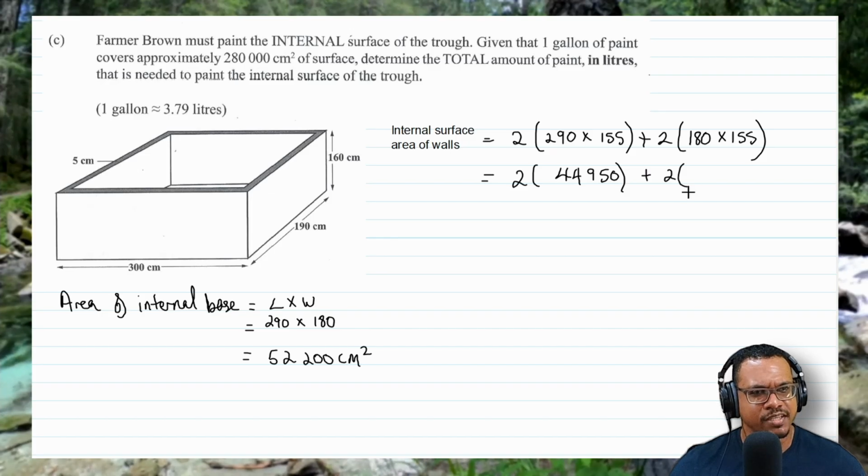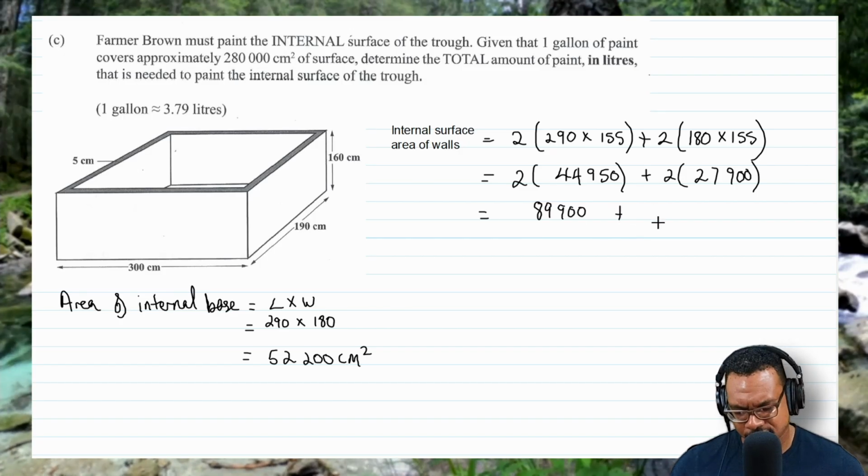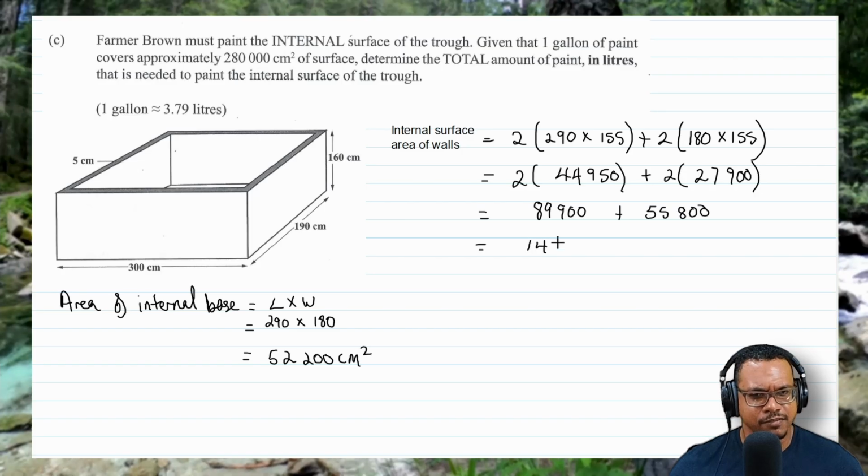And we have 2 times 180 by 155, that's 27,900. So 2 times 44,950 is 89,900. And 2 times 27,900 is 55,800. We add that up, and we get 145,700. And that is centimeters squared.